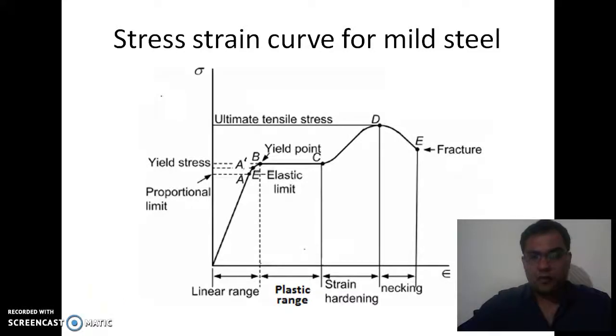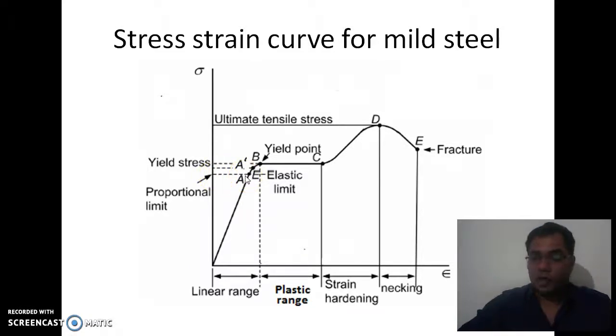Good morning friends. Today we will discuss the stress-strain curve for mild steel. In the figure you can see that the x-axis is strain and the y-axis is stress. When we apply the load on the specimen of mild steel, the variation of the strain will be linear up to A, and this point A is known as the limit of proportionality.